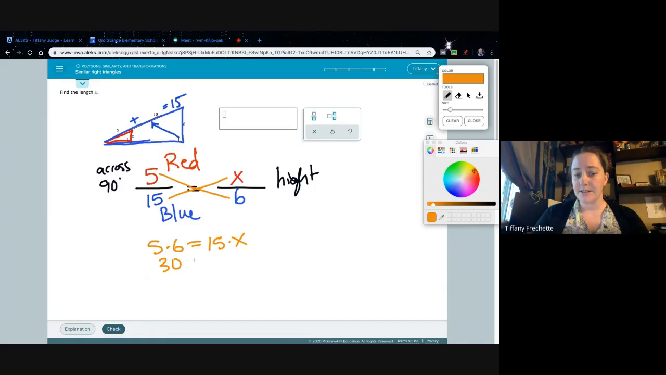5 times 6 is 30, equals 15 times x, which is just 15x. To solve that, I divide by 15 on both sides because I want to get x all by itself. 30 divided by 15 is 2. 15 divided by 15 cancels out because any number divided by itself is 1. And then I get x. So our answer is 2.